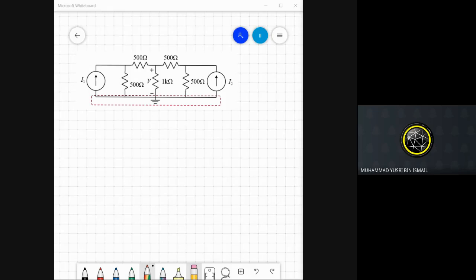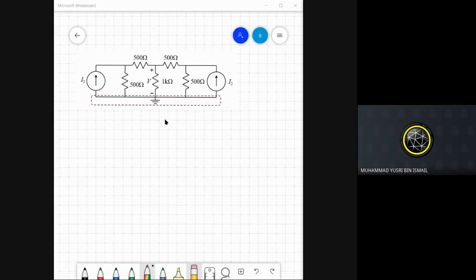Morning. I hope all of you can hear my voice. I need to start this class earlier because by 11:30 I have another meeting with my colleague, so we will begin a little bit early. I hope you can see this whiteboard with the electric circuit.